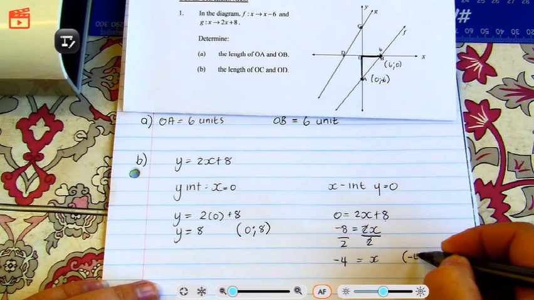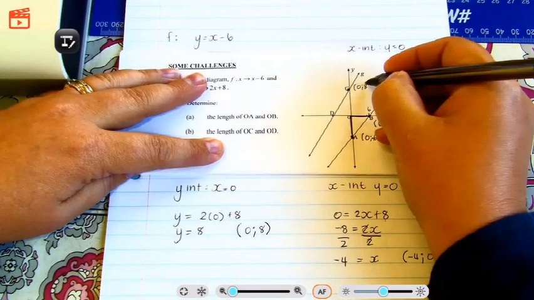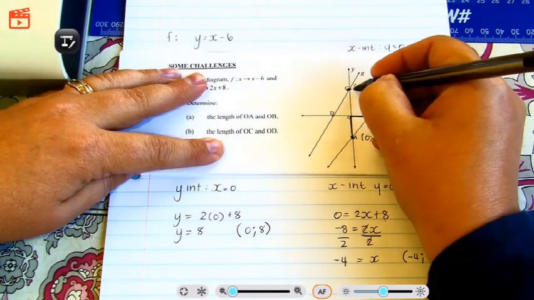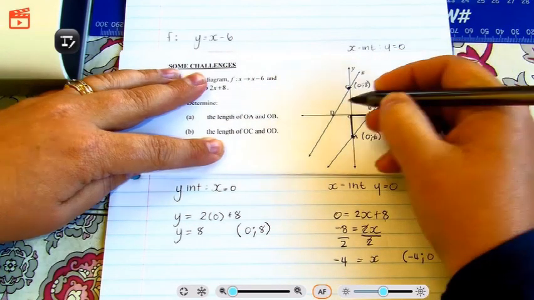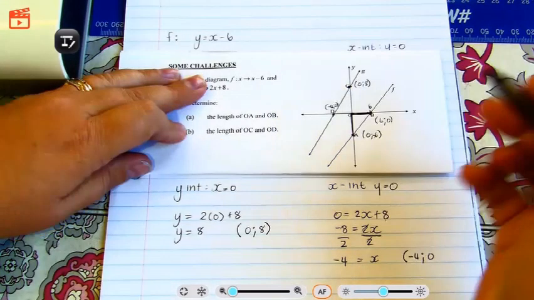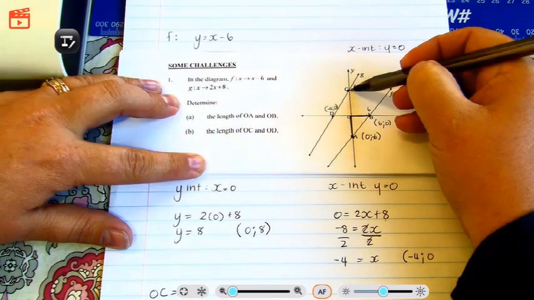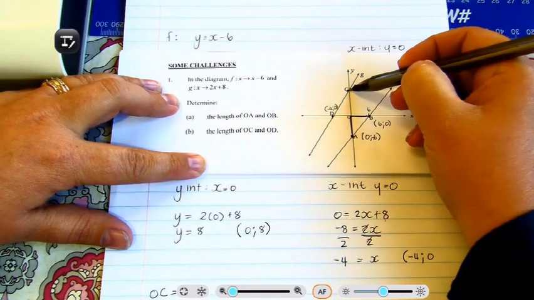So now if we go back to this, the C value was 0 and 8. So that means that the y-intercept there is at 8. And the D value is negative 4 and 0. So that means that D is negative 4. So now when they're asking for the length of OC, if that point is 8 on the y-intercept, how many units to get from 0 to 8? It is 8 units long.